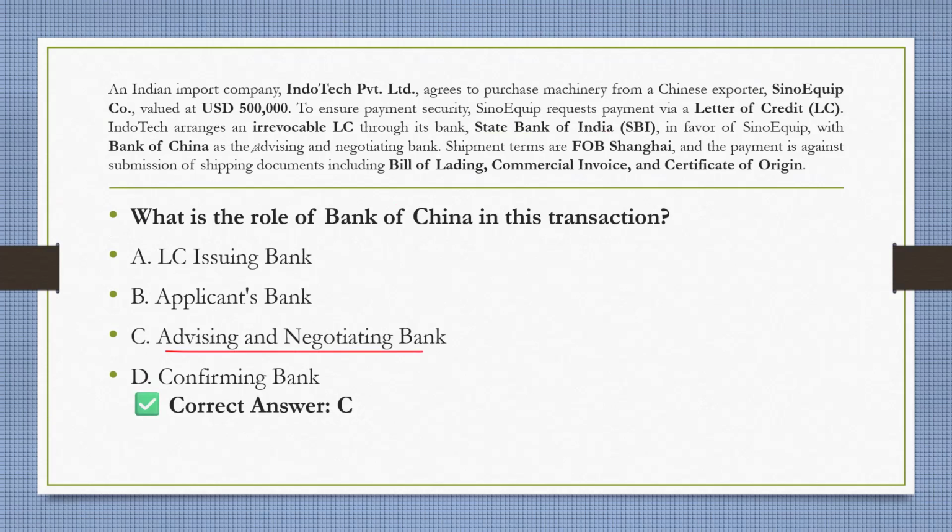This information is already given here, with Bank of China as advising and negotiating bank. Whenever you are seeing a case study based question, all the information is provided. All your answers will be available in the paragraph, in whatever details are given. You only have to read it properly and comprehend whatever is given. So advising and negotiating bank, C, is the correct answer. And here it is already mentioned.